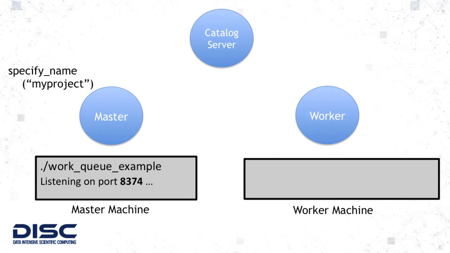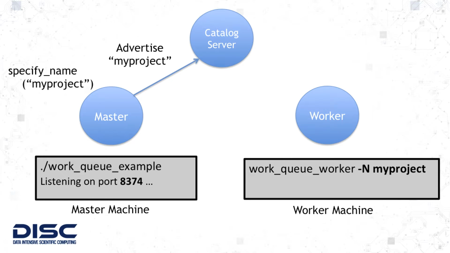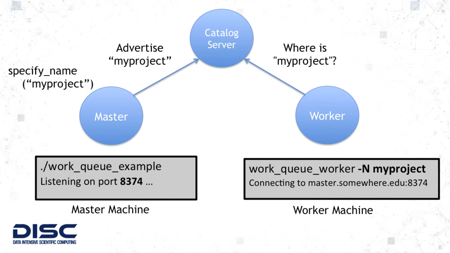Whenever you specify a project name, that master will periodically advertise itself to the catalog server and say, here I am. I am my project, and I'm on the machine master somewhere.edu. I'm listening on port 8374, and some other details about the application as it runs. Now if you want to start a worker, you don't have to remember the port number anymore. You can simply specify a project name. The worker will ask the catalog server, where is the master with the project name my project? The catalog server will respond, tell it the host name and port, and then the worker will have that information and connect to the master directly.